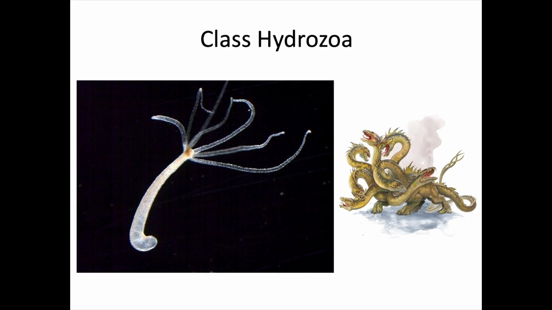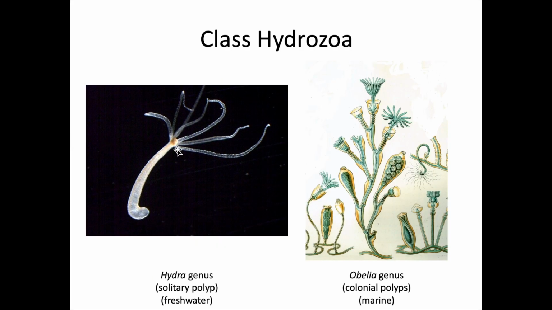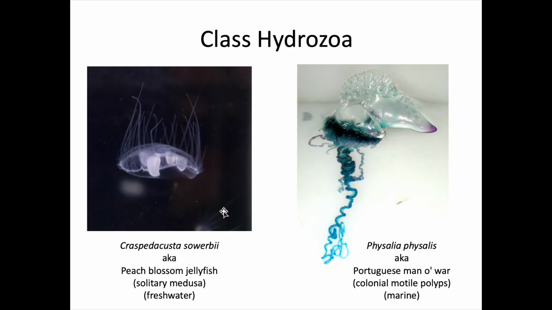Now, this is the classic body of a polyp hydra, but there's a lot of diversity in what hydras can look like. Some of them are solitary polyps like this, but some of them form these big colonies of different polyps growing on top of one another to form these much larger structures. Additionally, some members of Hydrozoa are medusa.